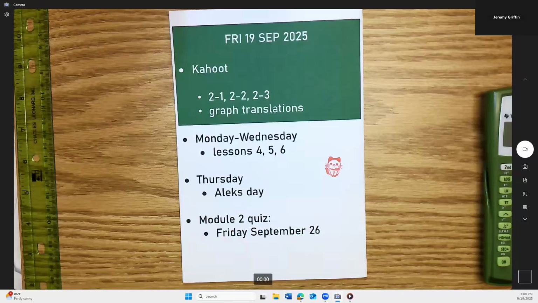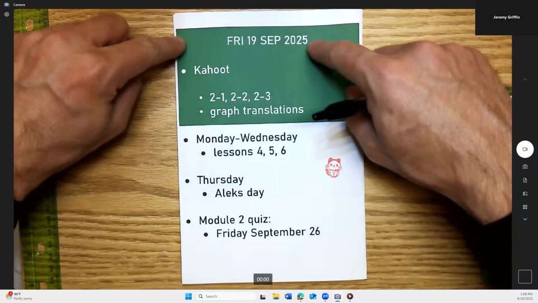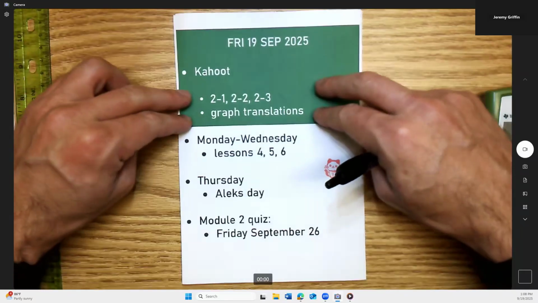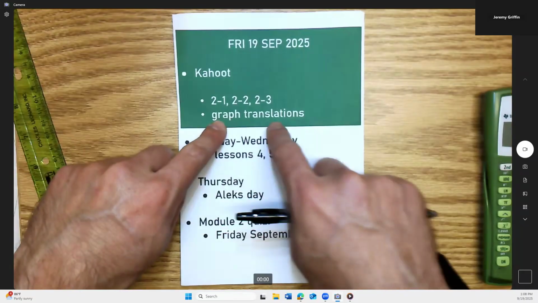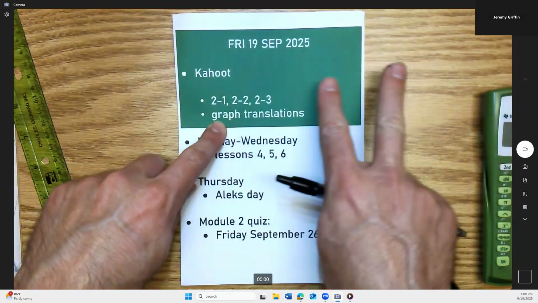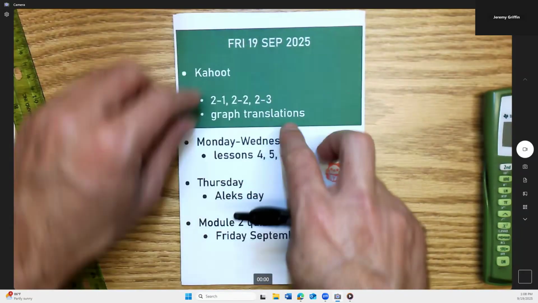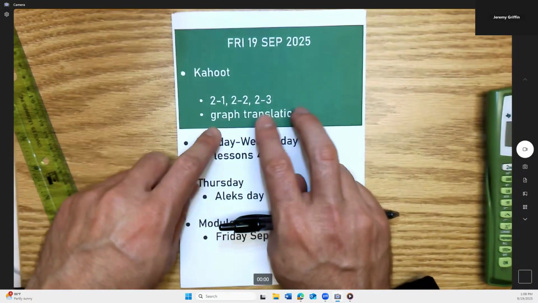Recording's rolling. It is Friday, September 19th. We're going to do a couple of Kahoots today, and they fit pretty much exactly in the class. We'll actually start with graph translation. You guys remember sliding a graph right, left, up, down, and stretching, right? That was last week, but it's a good review here.